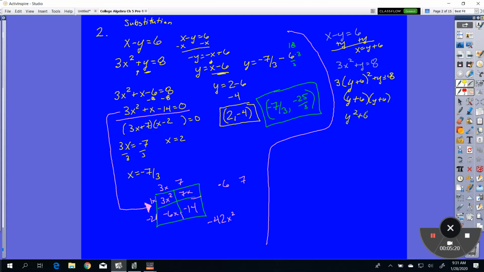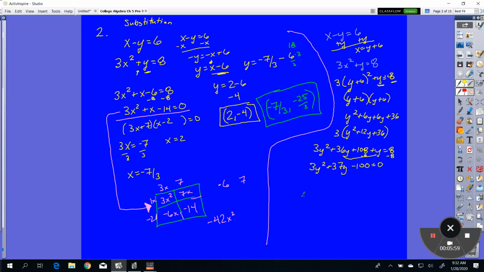So you have y squared plus 6y plus 6y plus 36, which makes y squared plus 12y plus 36. And you still have that all in the parentheses with the 3 on the outside. So that makes 3y squared plus 36y plus 108 plus y equals 8. So that's this y and that 8 right here at the end. So that makes 3y squared plus 37y, so 36 and that. And then I'm going to minus the 8, so minus 100 equals 0.